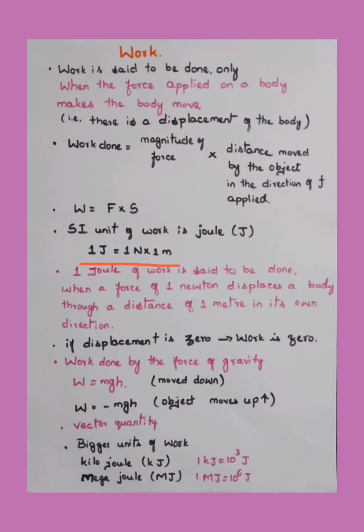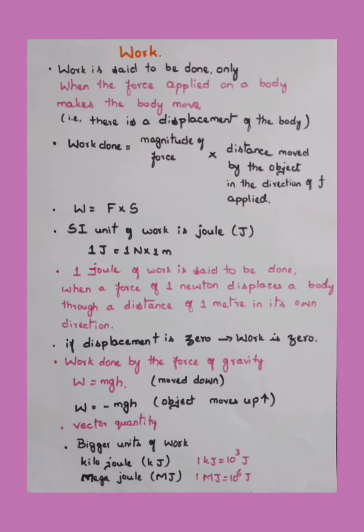You see, how do we get this 1 Newton into 1 meter? SI unit of force is Newton. SI unit of displacement is meter, that is for length, so Newton meter. So 1 joule is equal to 1 Newton into 1 meter. How do we define 1 joule? 1 joule of work is said to be done when a force of 1 Newton displaces a body through a distance of 1 meter in its own direction. Then the work is called 1 joule. Suppose if there is no displacement, if the displacement is 0, work is also 0.